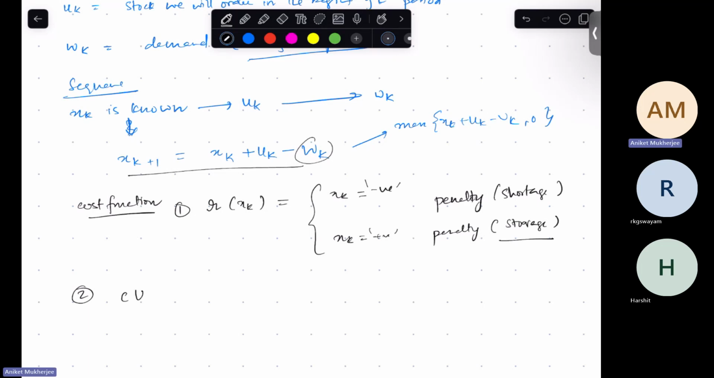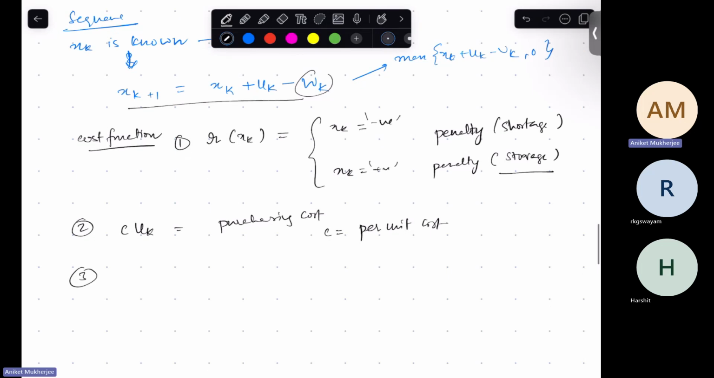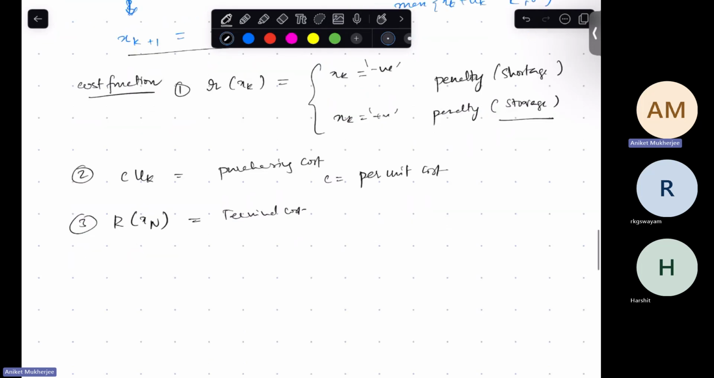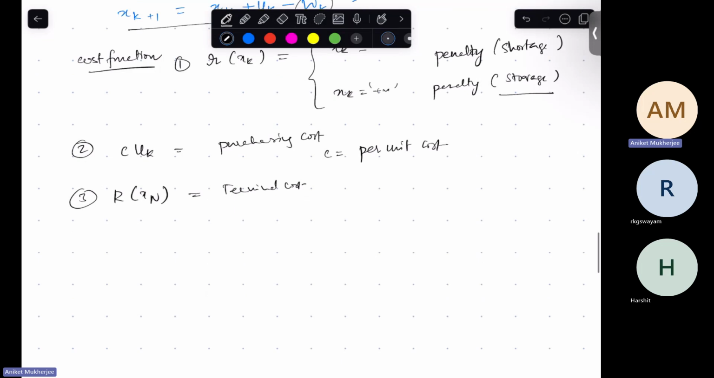Second is your action. Because you purchase uk amount of stock, this is your purchasing cost, and c is your per unit cost. And you have this terminal cost of R of xN, which you can think of as you're left with xN amount of inventory, so you have to store them or something. So some terminal cost.